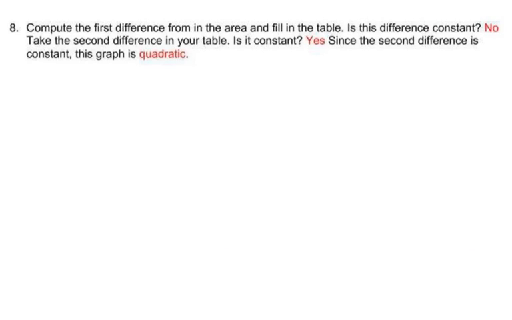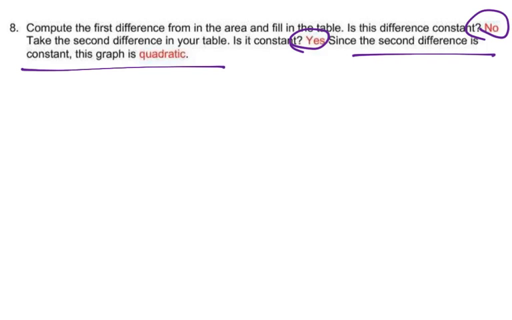So it told you to compute the first difference. We did. Is it constant? No, it was a different number every time. So then we found the second difference. Was it constant? Yes, it was always 2. Since the second difference is constant, the graph is quadratic. That's the rule.